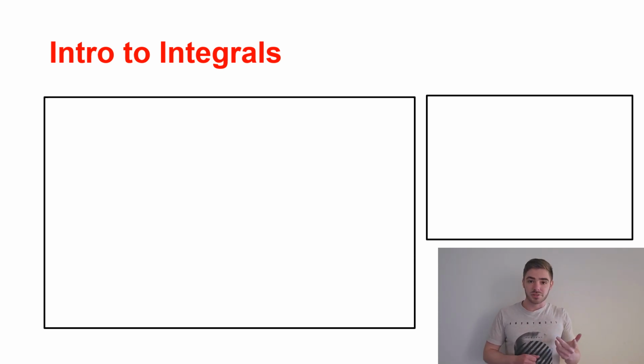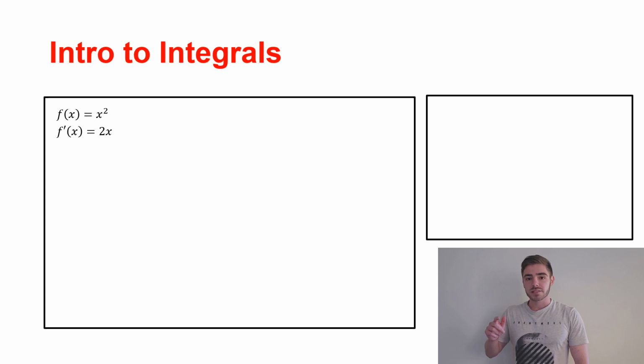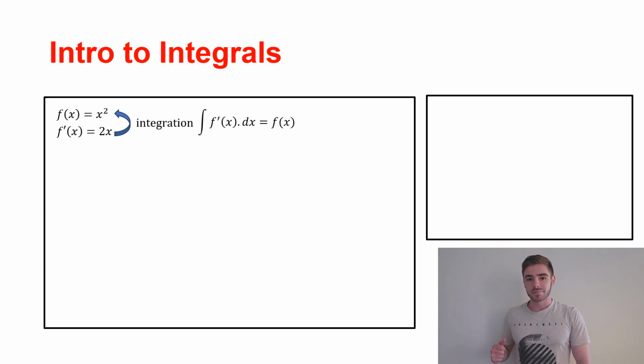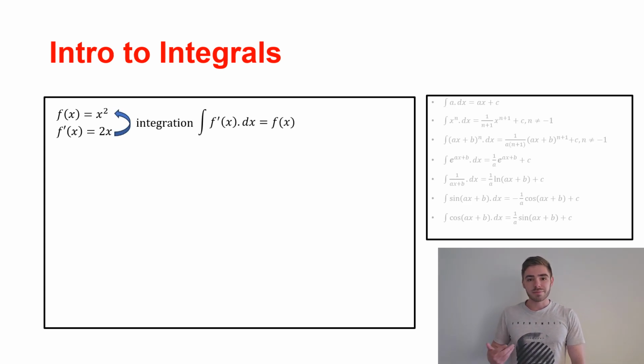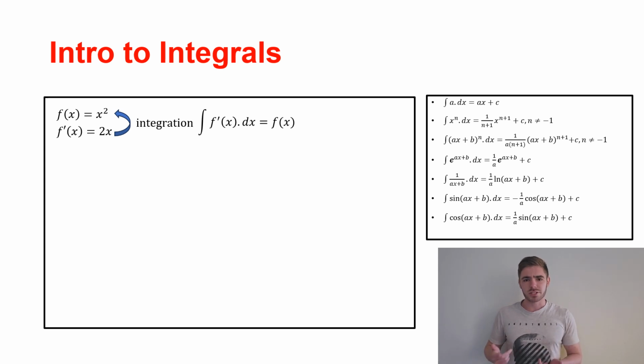The purpose of integration is to reverse the process of differentiation. For example, suppose you started with the function f of x equals x squared. Its derivative would be 2x. If you want to go back to f of x, then integration is required. Integration is done by using a table of known integrals, much like differentiation is.